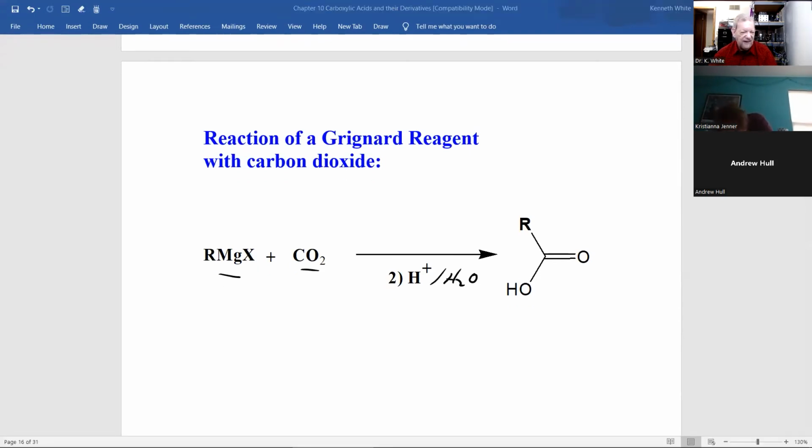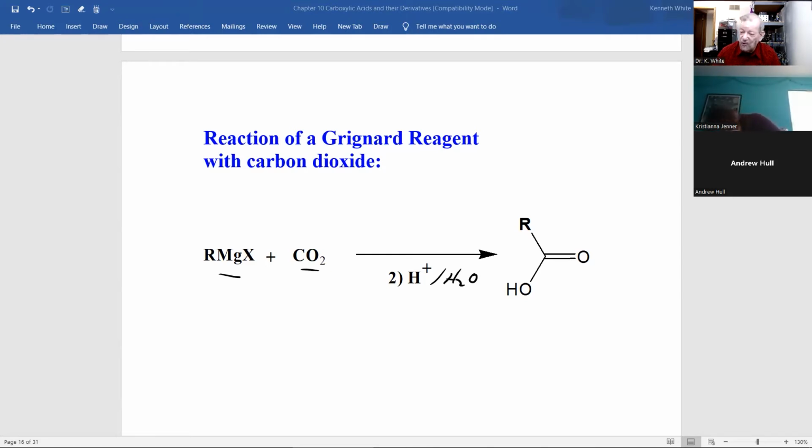Let's try this again. I have a Grignard reagent, and X can be chlorine, bromine, or iodine. And I react it with CO2, and in the second step, acid, H plus, water. And what you get is a carboxylic acid that's one carbon longer than the R group you started with.